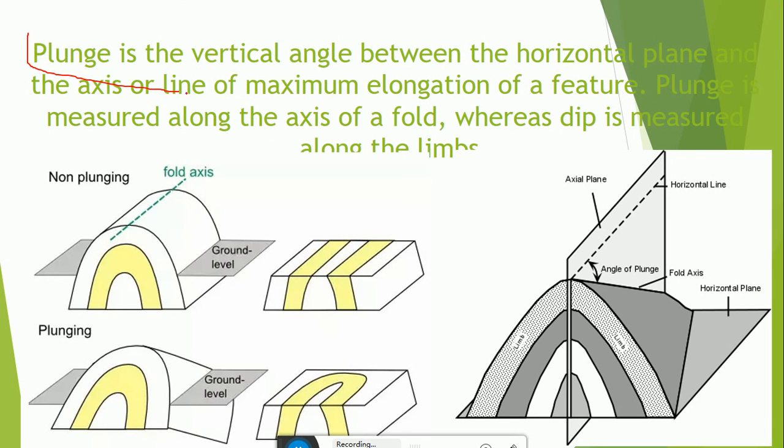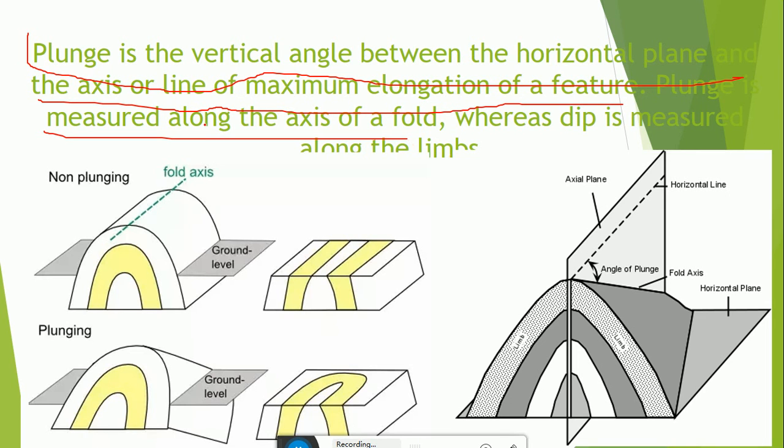Plunge is the vertical angle between the horizontal plane and the axis or line of maximum elongation of the feature. Plunge is measured along the axis of the fold, whereas the dip is measured along the limb. This is a non-plunging fold because the fold axis is parallel to the horizontal. This is a plunging fold because the angle between the hinge line and the horizontal is the plunge angle. This is the horizontal surface, this is the axial plane, this is the fold. A non-plunging fold and a plunging fold will be shown on a map in this way.